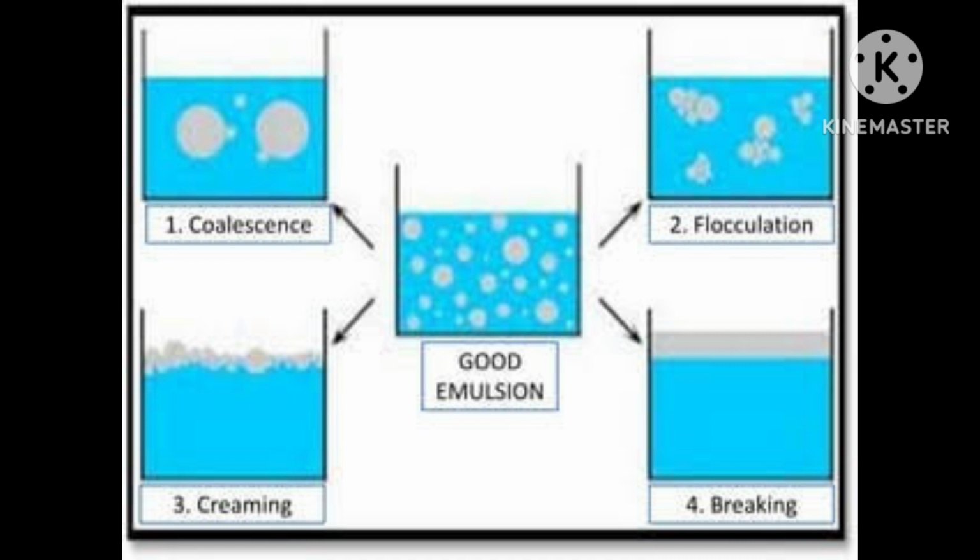Now for an example: in the coagulation of a negative salt, the flocculating power is in the order aluminium 3+ is greater than barium 2+, and barium 2+ is greater than sodium 1+, because aluminium has valency 3+, barium has valency 2+, and sodium has valency 1+. Hence the flocculating power is in the order Al3+ > Ba2+ > Na+.